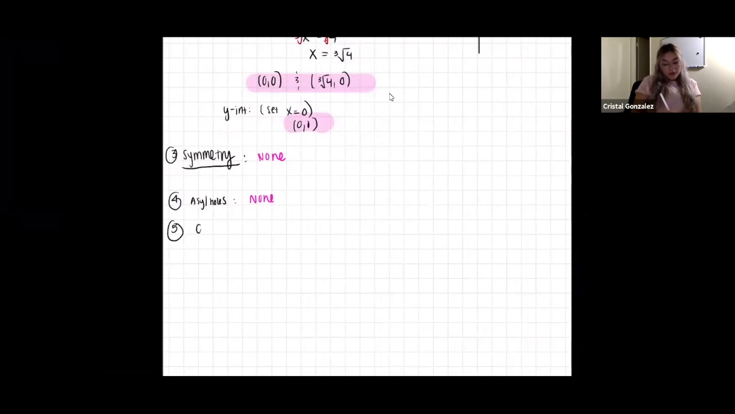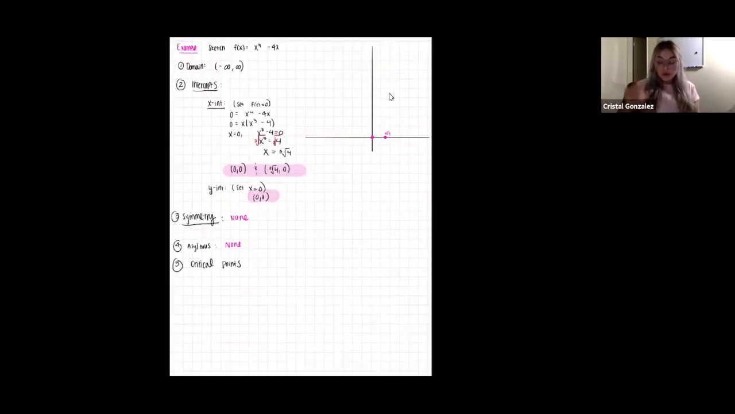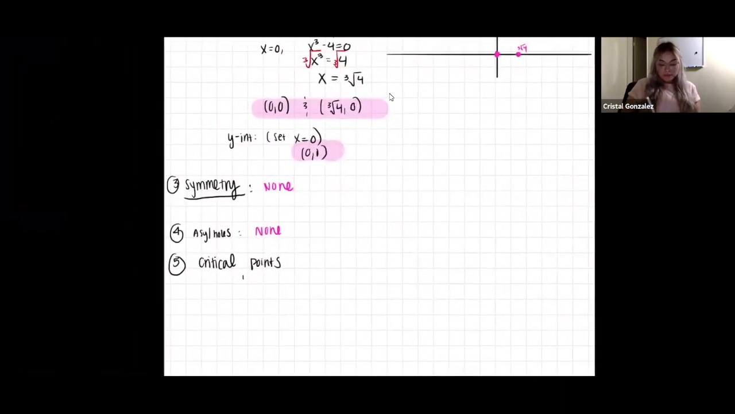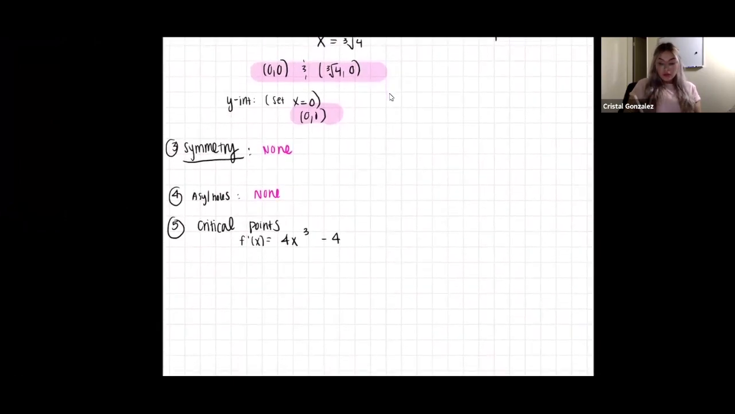And then for the fifth one, we can now find our critical points. In order to find the critical points, we need to take the derivative of f of x and set it equal to 0. So go ahead and do that. The derivative of f of x is 4x cubed minus 4. Hopefully everybody got that. Now all we have to do is set it equal to 0 so that we can find our critical points.